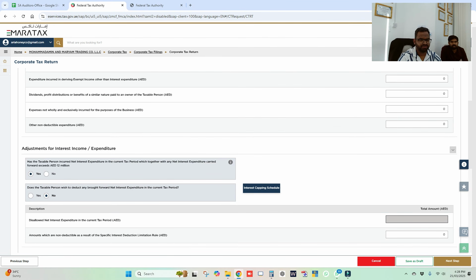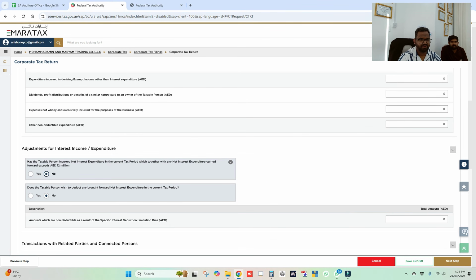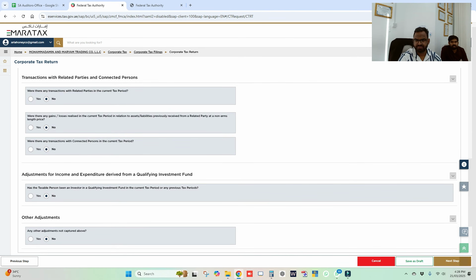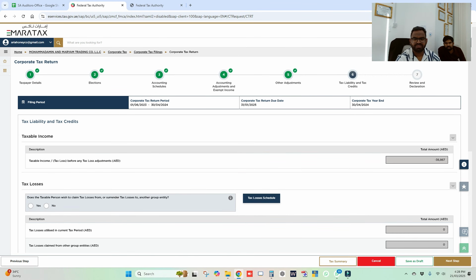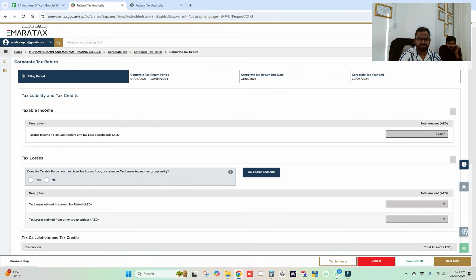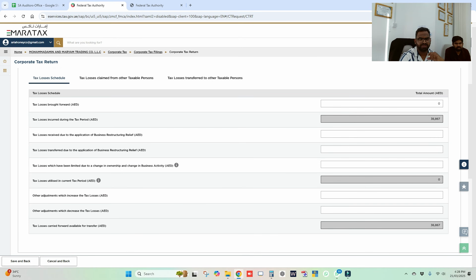Interest capping schedule is missing. You have to put here no. All adjustments done. Now come to the tax liability and tax credit part. You have any tax loss schedule, the taxable income coming here. Does the taxable person wish to claim tax losses or surrender tax losses to another group entity? Tax losses schedule you can put here.